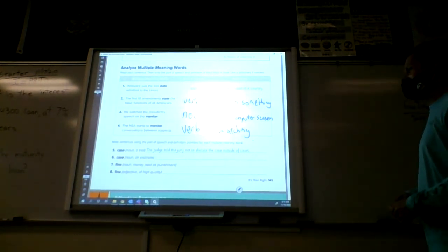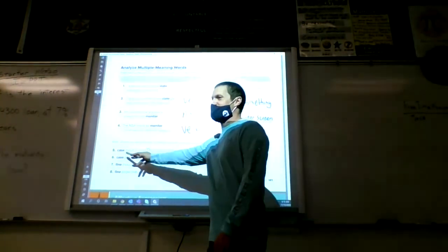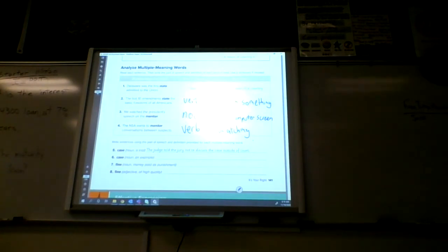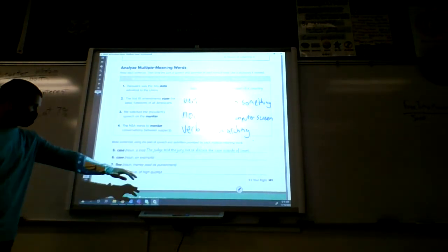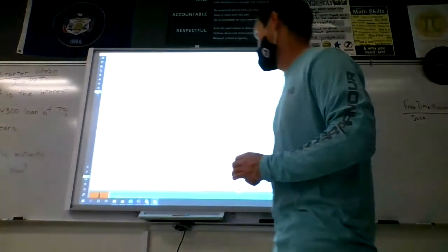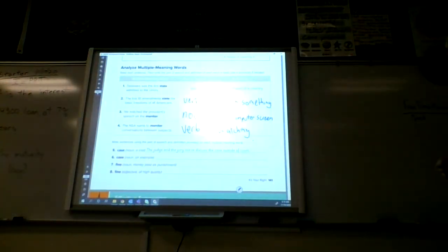Okay, so the first word is case. What's that word, everybody? Case. Good. So case, in this case, is a noun, and it is a trial. The example sentence they wrote here is, the judge told the jury not to discuss the case outside of court. So if you're on a jury, they'll tell you that until the case is over, you cannot talk about it to anybody.